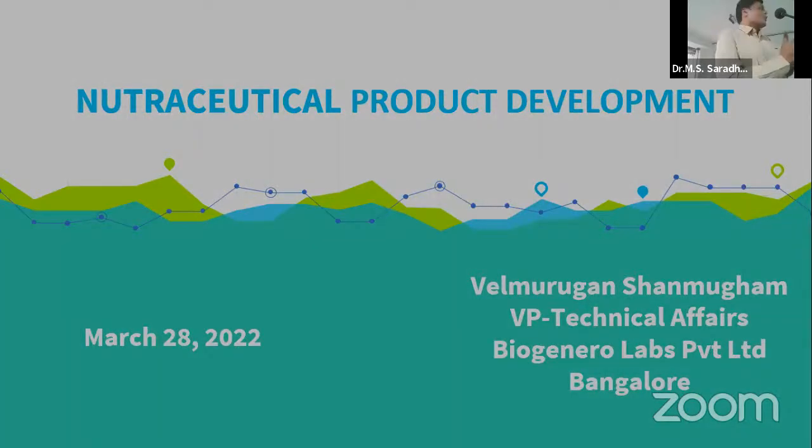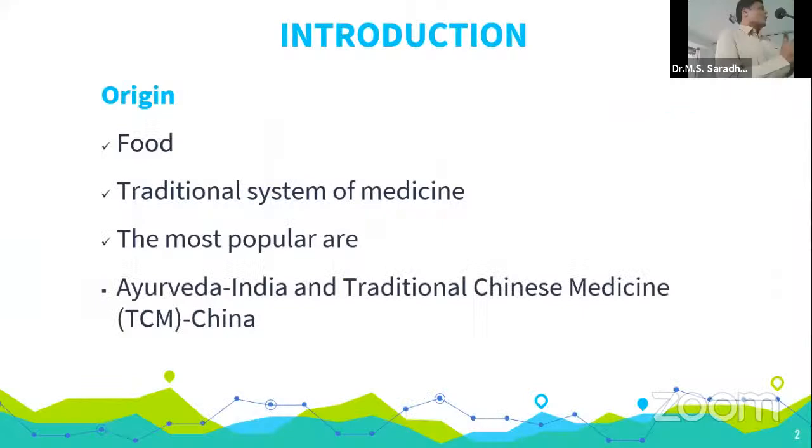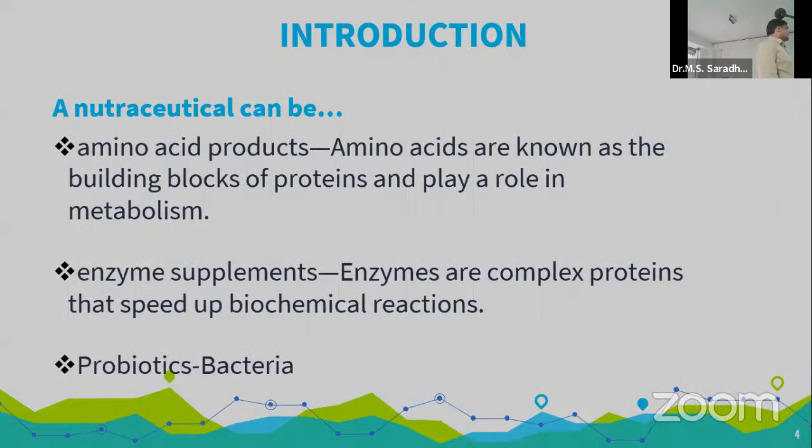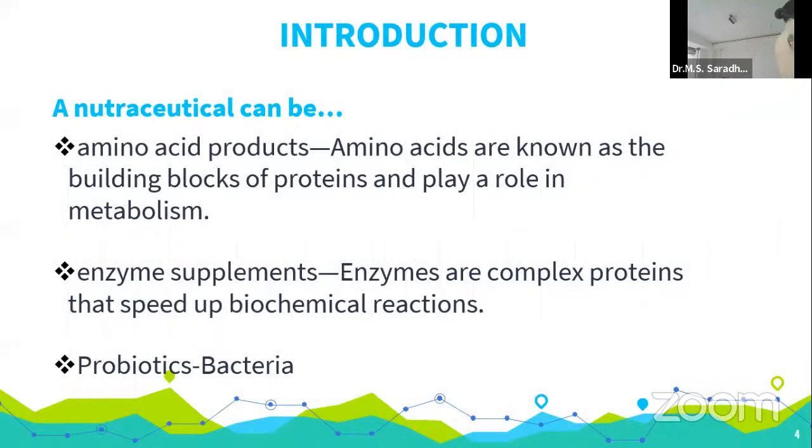So basically, a lot of definitions have been given from morning. I'm not going to give more and more definitions to bore you. Originally, nutraceuticals got their origin from food, and second, the traditional system of medicine, mainly Ayurveda. A nutraceutical can be a vitamin, mineral, or botanical, or a combination of all, amino acids, enzyme supplements, and probiotics, nothing but bacteria.